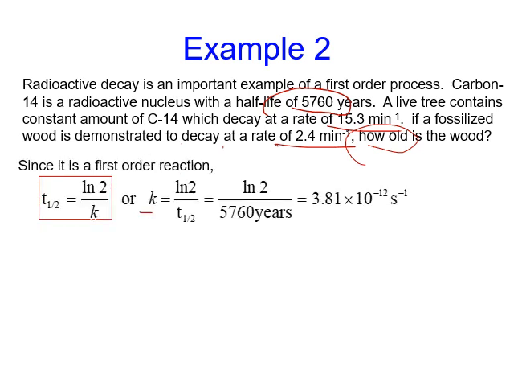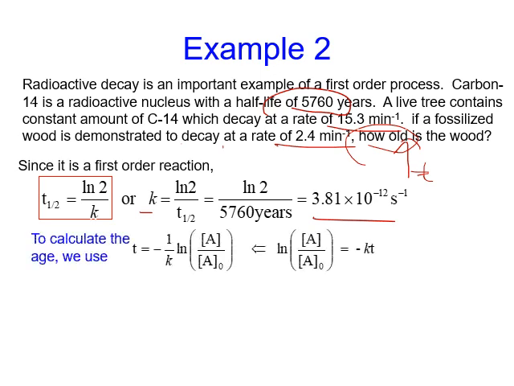Rate constant is ln 2 divided by half-life, and that gives you 3.81 times 10 to the minus 12 per second. So that's the rate constant for this radioactive decay of carbon-14. The question is, how old is the wood? How old means the time. So to calculate the time, we use the integral rate law, modified so you can calculate the time if you know the concentration ratio, the final concentration over the initial concentration.